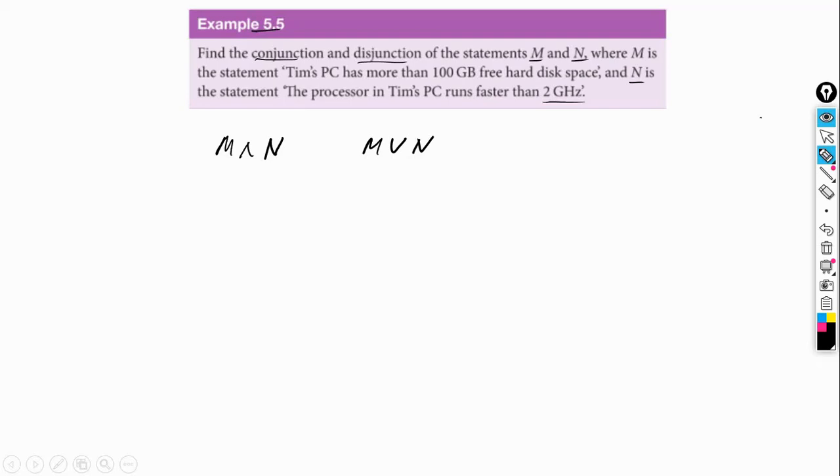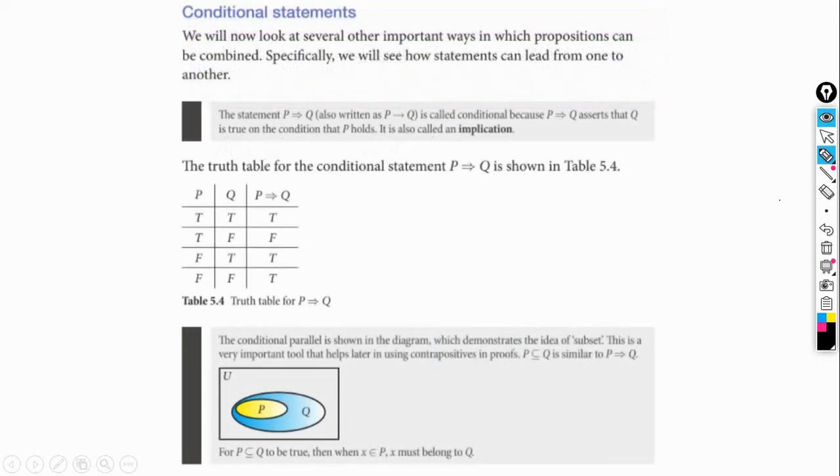So if either Tim's PC has more than 100 gigabytes free hard disk space is true, or the processor in Tim's PC runs faster than 2 gigahertz is true. So now we're going to look at several other important ways in which propositions can be combined. Specifically, we will see how statements can lead from one to another.